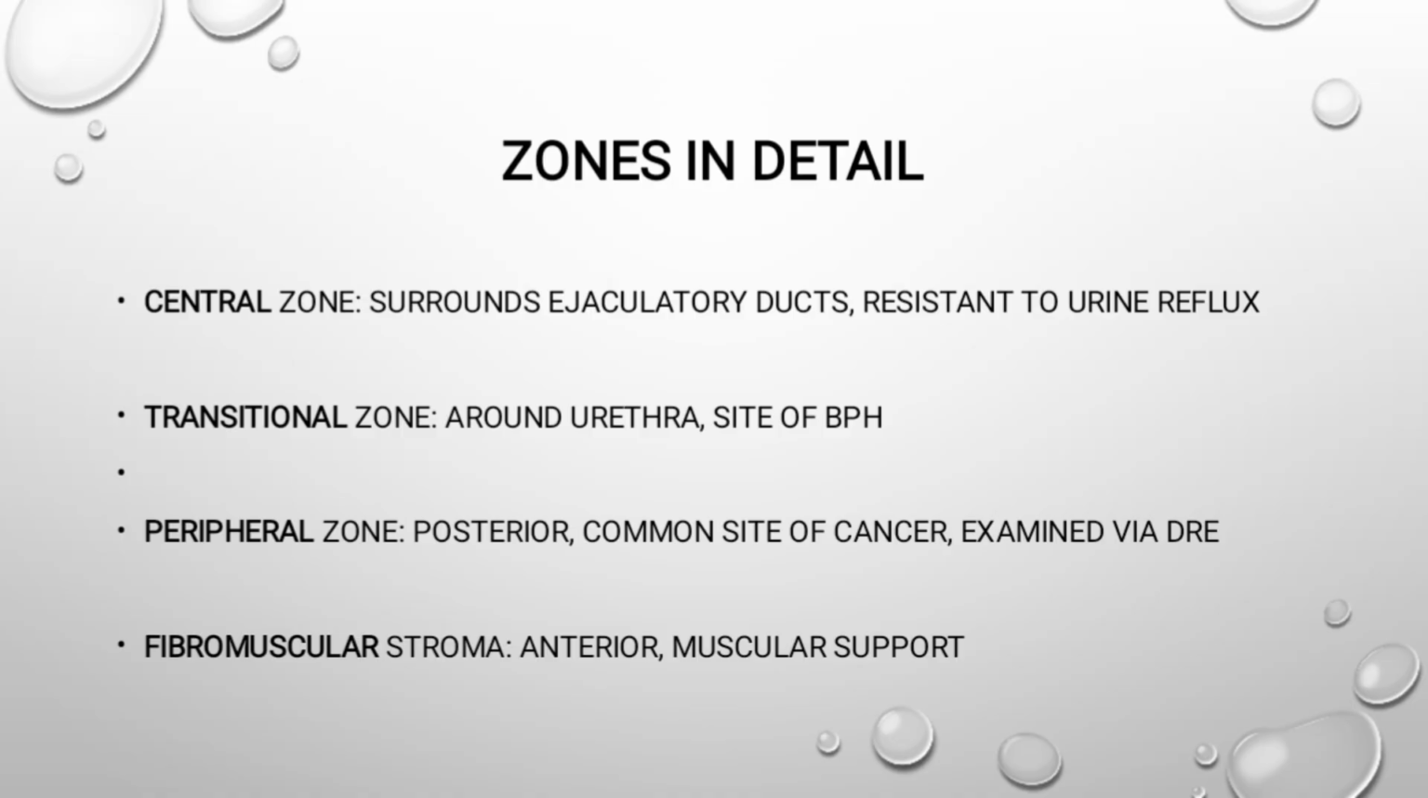Then we will look at the zones of the prostate in detail. First of all is the central zone. The central zone surrounds the ejaculatory ducts and is less prone to urine reflux. The transitional zone encircles the urethra and is the main site for benign prostatic hyperplasia. The peripheral zone forms the bulk of the gland, about 65%, is prone to inflammation and is the most common site for prostate cancer. Finally, the fibromuscular stroma lies anteriorly and merges with the urogenital diaphragm.